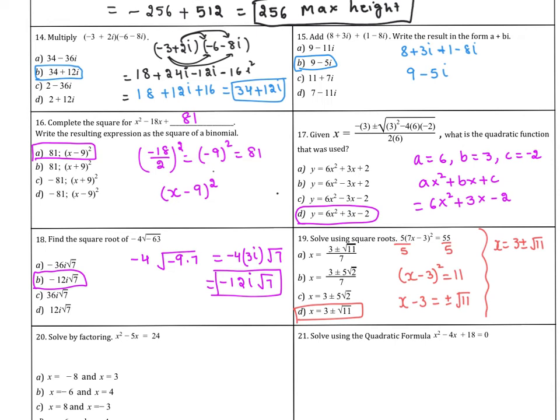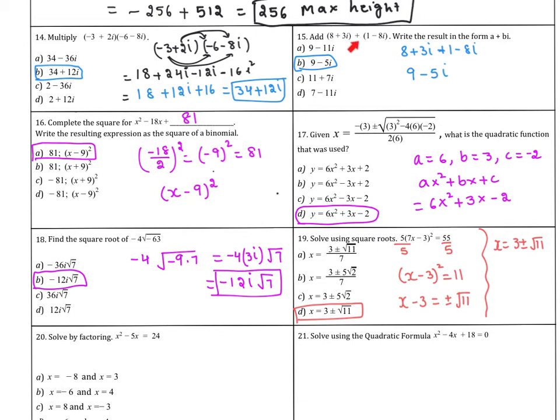For question number 14, I'm going to multiply using the FOIL method. So negative 3 times negative 6 is 18. Negative 3 times negative 8i is positive 24i. 2i times negative 6 is negative 12i. And 2i times negative 8 is negative 16i squared. I squared is negative 1, so this becomes positive 16. Combine the like terms, you're going to get 12i. Now you're going to combine 18 and 16. That's going to be 34 plus 12i.